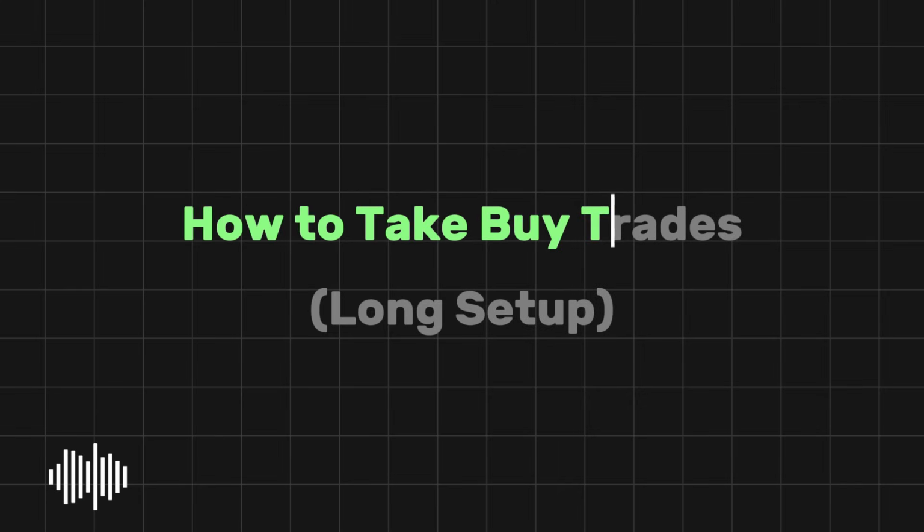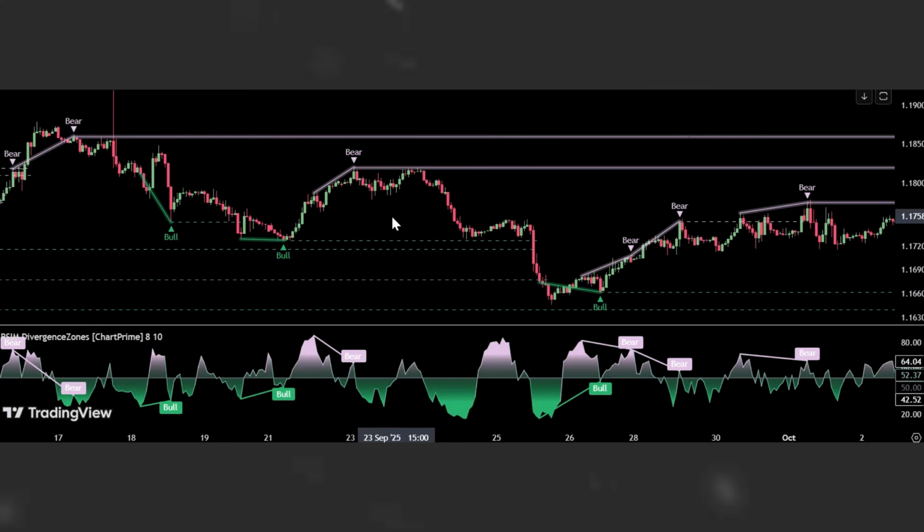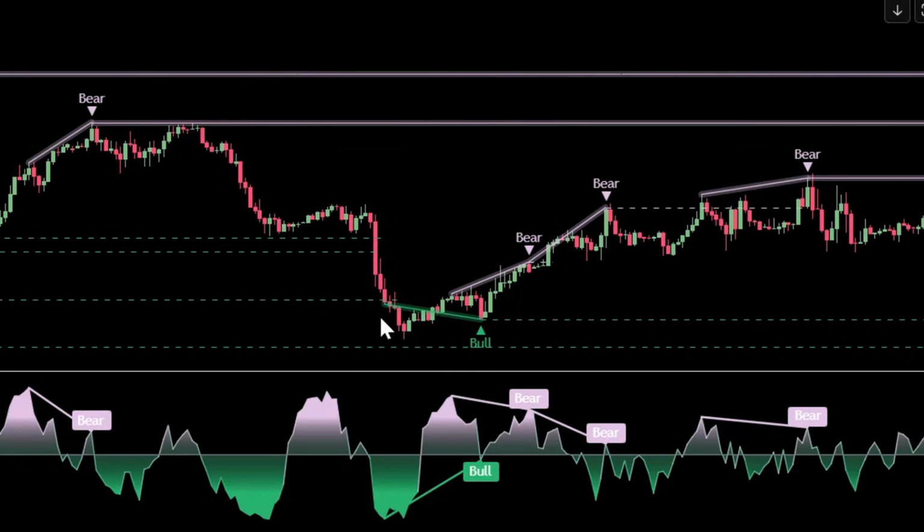How to take buy trades, long setups. For scalping, timing is everything. First, look at your chart and find a green bullish zone. This is your potential buy area. Next, check for bullish divergence.